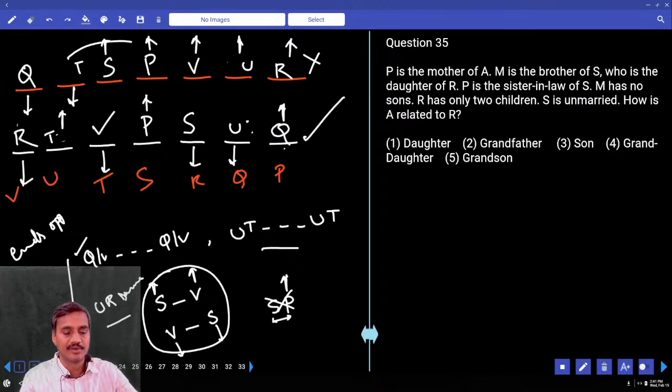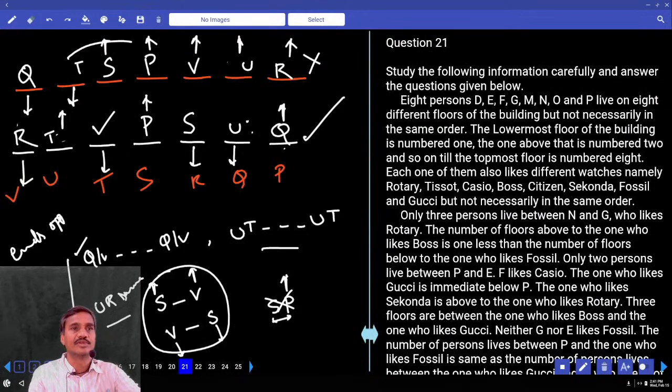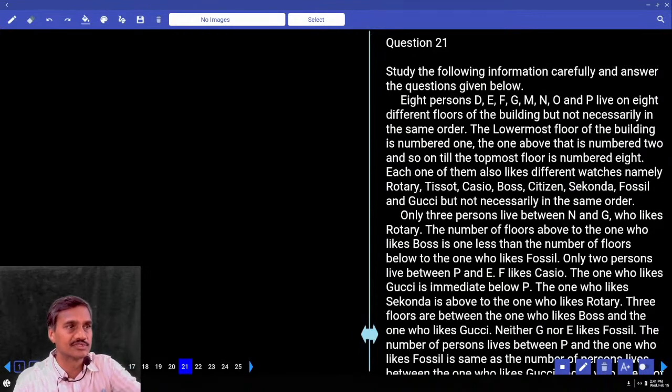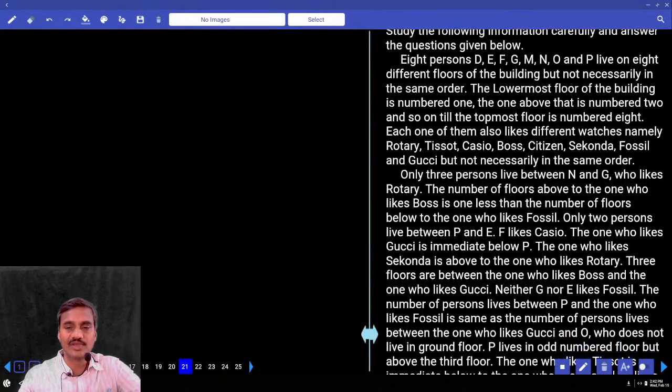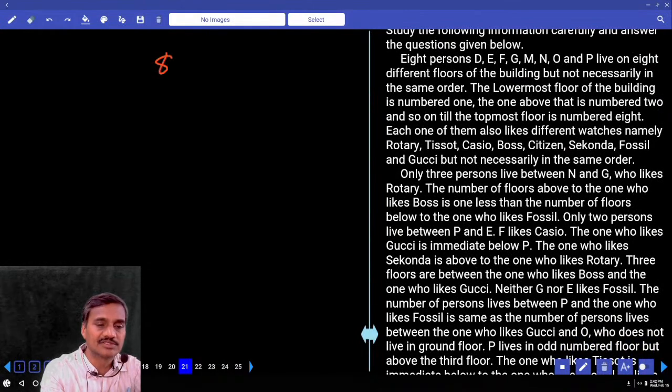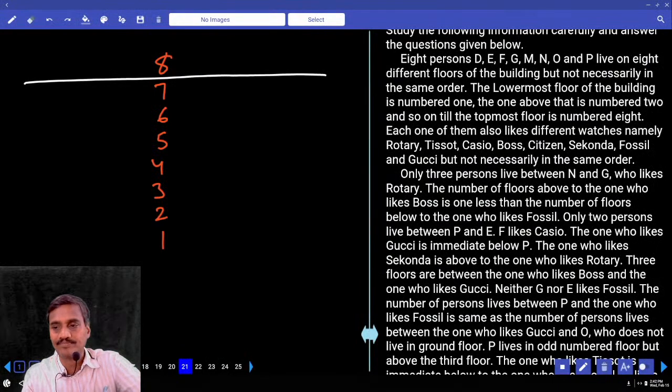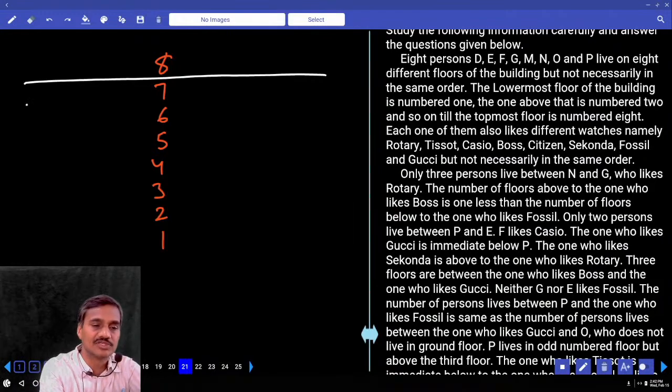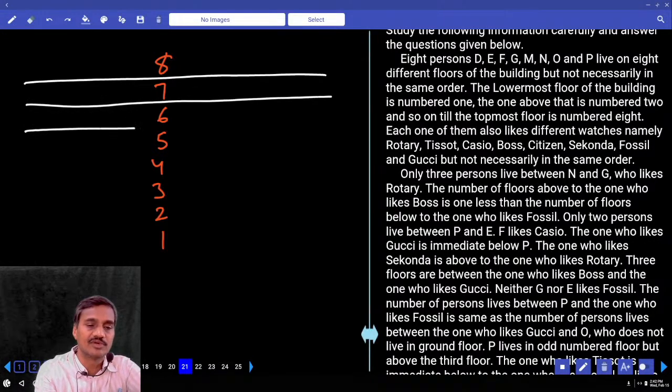Now we have some more 5 questions, that is 21 to 25. Check how much time is left over, and if there are around 3 minutes left, then you have to start with this. In 21 to 25, there are 8 floors: 8, 7, 6, 5, 4, 3, 2, 1. Hence we have 8 floors. 8 persons are staying on these 8 different floors, and so on. And each one of them likes different watches as well.